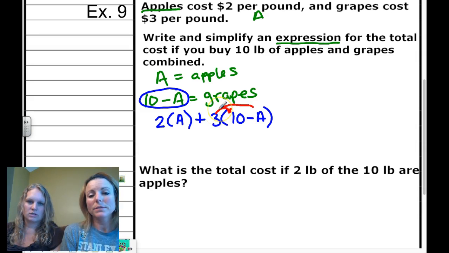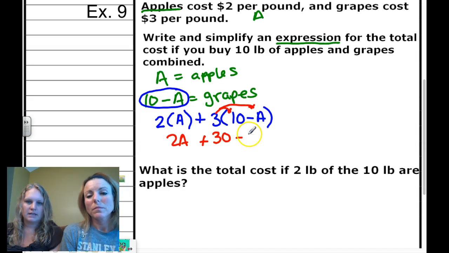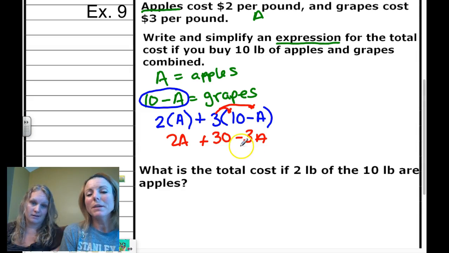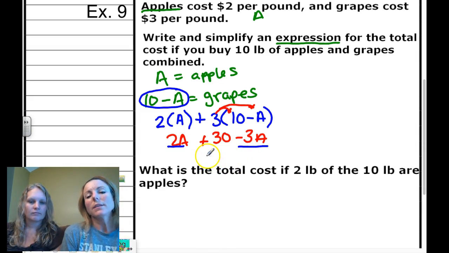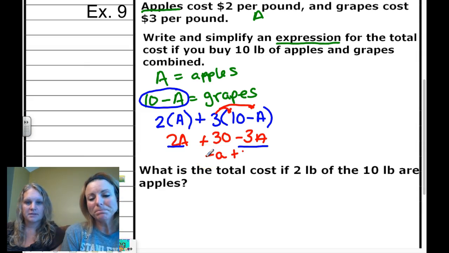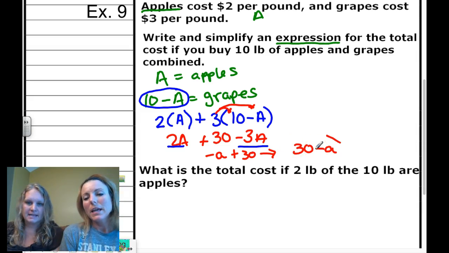So let's do that. We still have the 2A, plus 3 times 10 is 30, minus 3A. Now we can combine our like terms. 2A minus 3A is negative 1A, but we typically don't write that. We just write negative A, plus 30. I like to put my numbers first, so I have 30 minus A as my final answer.